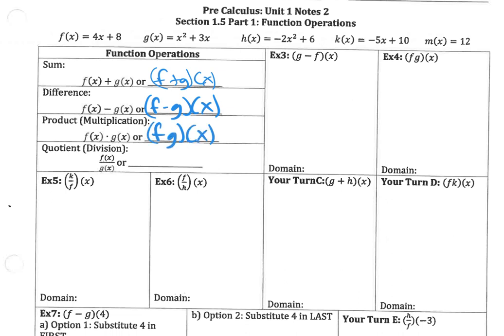And then last but not least, division. We can see f of x divided by g of x, which could be rewritten as f over g of x. So the key thing to focus on here is that we have two different ways to write each notation, but they mean the same thing.